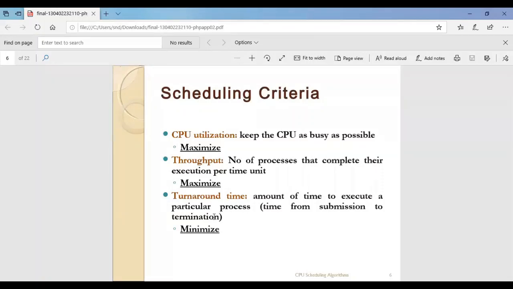Getting it? Means from 9:30, your waiting time is how much? Half hour. Because you are waiting from 9:30 to 10 o'clock. Half hour, and from 10 to 11 my lecture is there. So how much is your turnaround time? Waiting time plus your execution time. So that is called turnaround time. Okay. So we have to calculate this turnaround time. So turnaround time should be minimized.